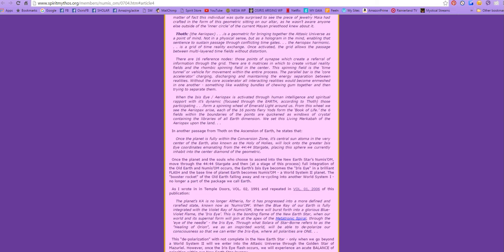As I wrote in Temple Doors, Volume 2, 1991, and repeated in Volume 1, 2006 of this publication, the planet's Ka is no longer Altheria, for it has progressed into a more defined and rarefied state known now as Numis Ohm. When the blue ray of our Earth is fully integrated with the violet ray of Numis Ohm, there will burst forth into a glorious blue-violet flame, the Iris Eye. This is the bonding flame of the new Earth star, when our world and its supernal form will join at the apex of the Metatronic spiral through the eye of the needle, the Iris Eye, through what Solara of Starborn refers to as the healing of Orion.